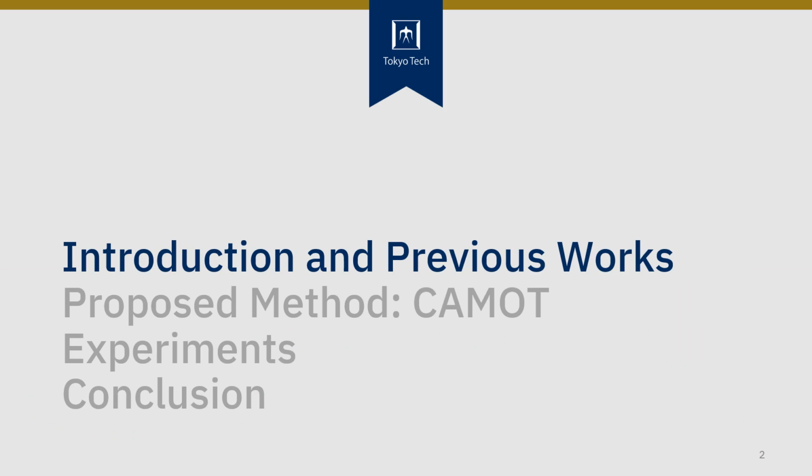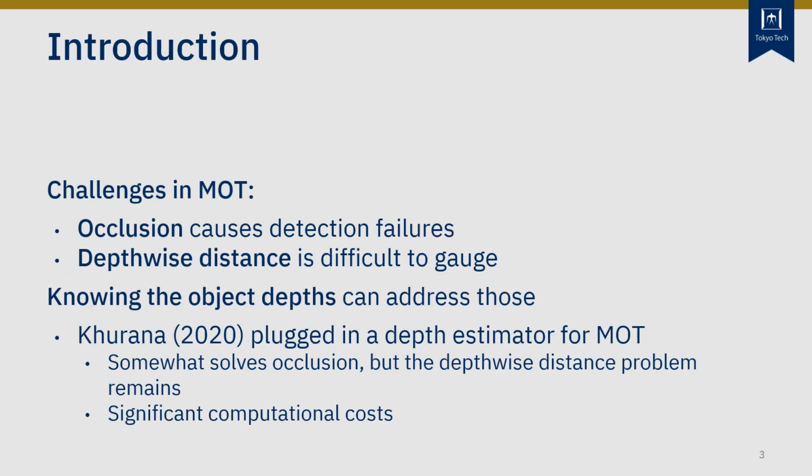First is the introduction and previous works driving this research. So MOT, or multi-object tracking, has several outstanding challenges that remain. One of them is occlusion, which causes detection failures and tracking failures. Another is the difficulty of measuring the distance of objects if they are aligned in the depth direction. These two problems cause identity switches, among other problems. So knowing the object depths can address these challenges, or at least start to overcome them.